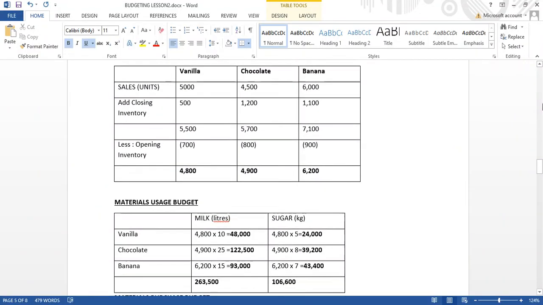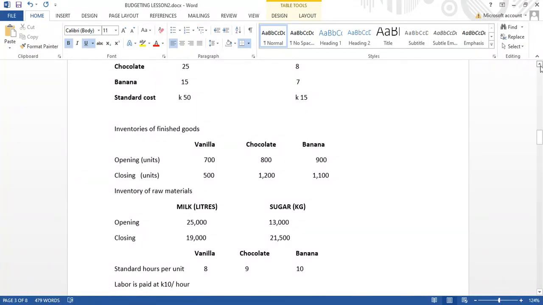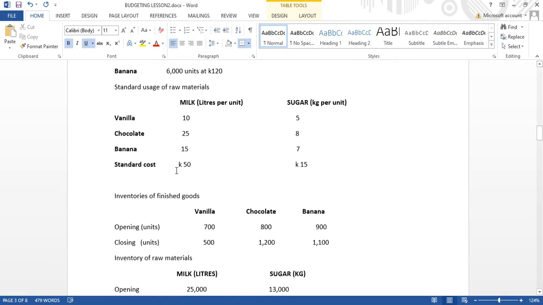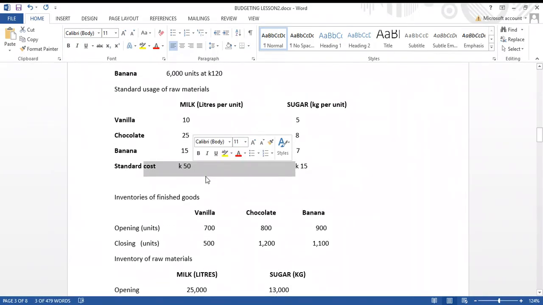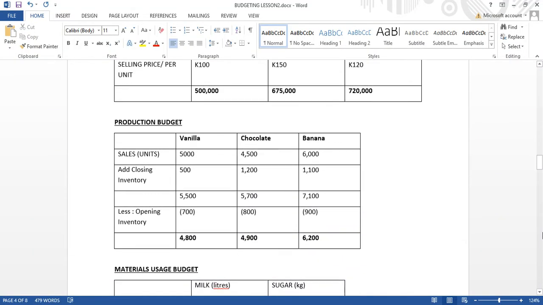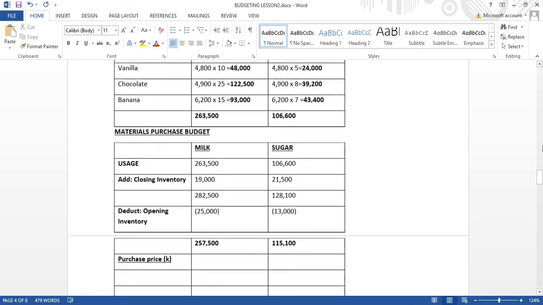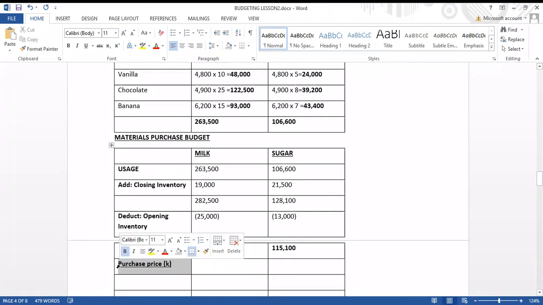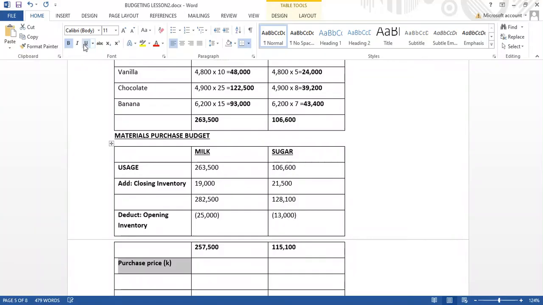Right, then we come to the purchase price. All right, so our purchase price is here. Our standard cost for milk is 50 kwacha per liter and sugar is 15 kwacha per kg. So multiply this by 50. Here, we multiply this by 15 kwacha.